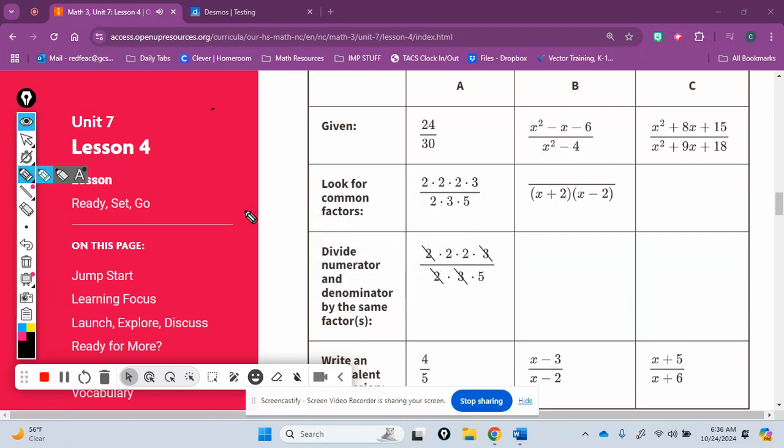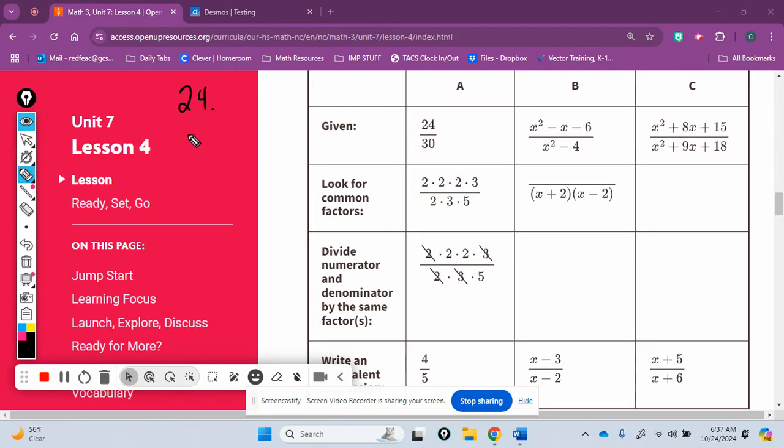Okay, this lesson is going to be the beginning to rationals for us. First, we want to start with simplifying rationals, and then we're going to jump into adding, subtracting, multiplying, and dividing rationals and solving rational equations. Okay, so the first thing we're going to do is break down 24 over 30.